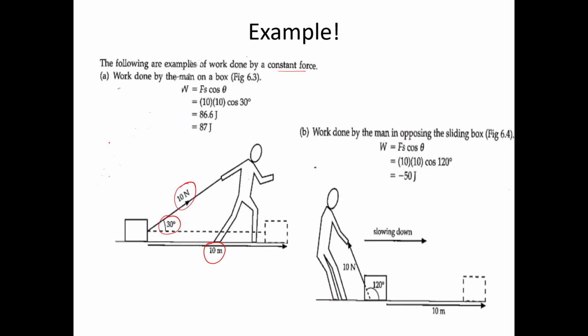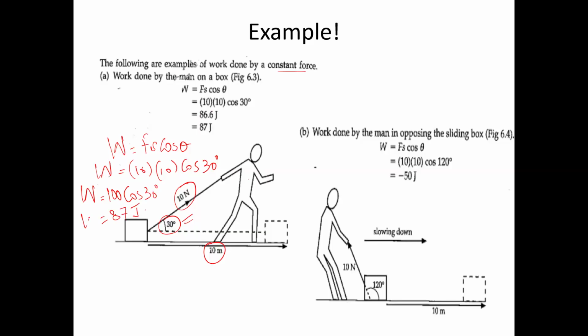तो हम कैसे find out करेंगे इस case में work done? Work done will be equals to F into S cos of theta. So we know what will be the force. The force applied is 10. What is the distance covered? It is 10. And we are going to see the angle. And this angle will be cos of 30 degree. So 10 into 10 will be equals to 100 cos of 30 degree. It will be giving us an answer nearly 87 joules. So work done will be equals to 87 joules.